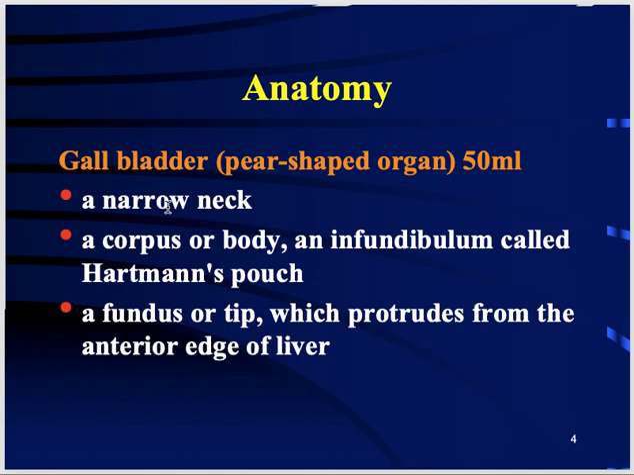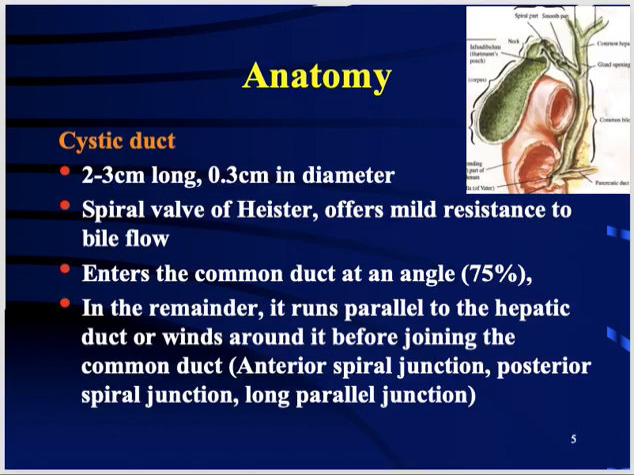So now, the gallbladder can be divided into four anatomic areas. One is the fundus, the body, the infundibulum, and the neck. The infundibulum is also called the Hartmann's pouch. And the fundus, or the tip, basically protrudes from the anterior edge of the liver, and there is the point where, when you touch, the patient may feel pain. The gallbladder contains smooth muscles.